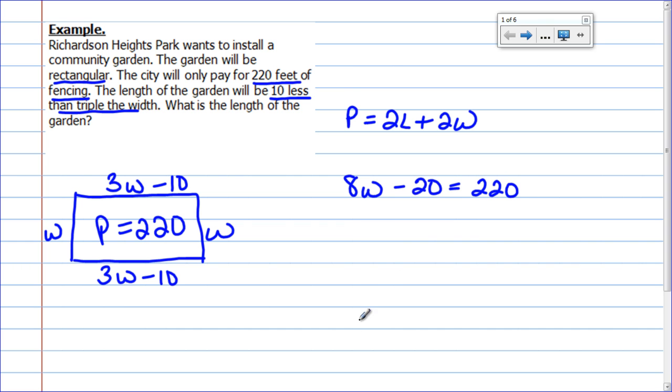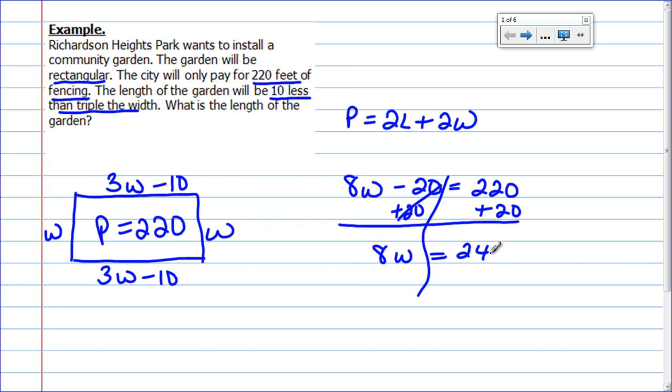Now I need to solve this. So I'm going to use inverse operations. I'm going to draw my line to split my equation down the middle. I hope yours is straighter than mine. And we're going to start by adding 20 to here and 20 to the other side of the line. And so I have 8W is equal to 240.